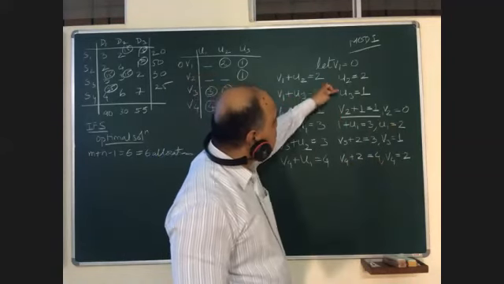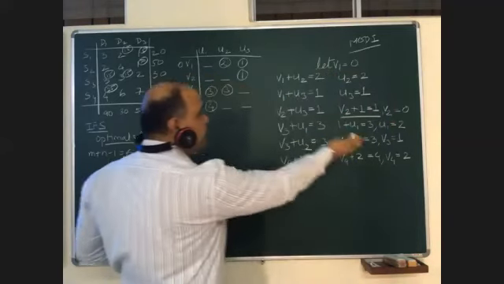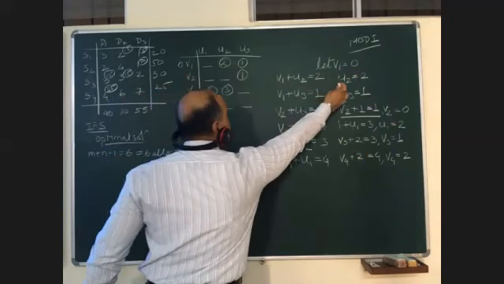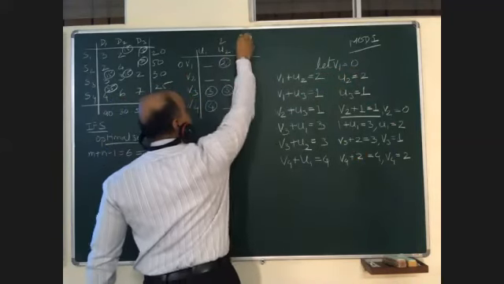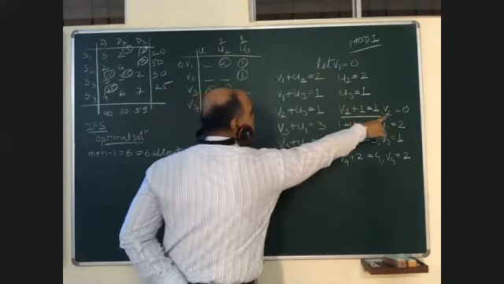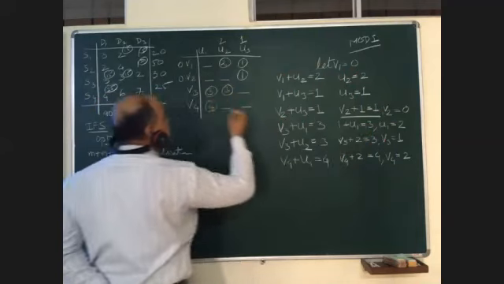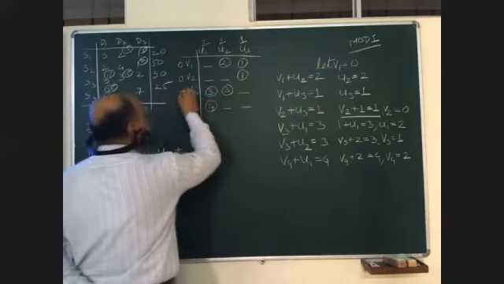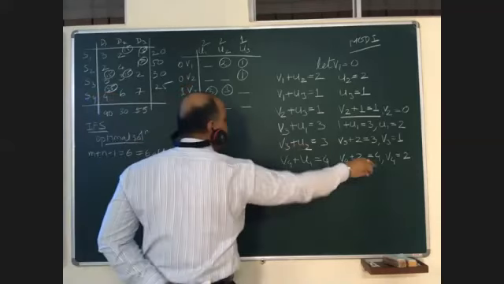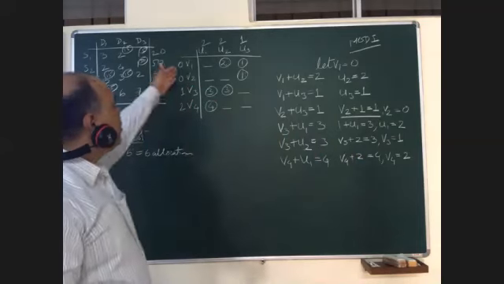We have solved all the 6 equations by considering V1 as 0. We will place all the values here. U2 is 2, U3 is 1, V2 is 0, U1 is 2, V3 is 1 and V4 is 2. We have placed all the values.